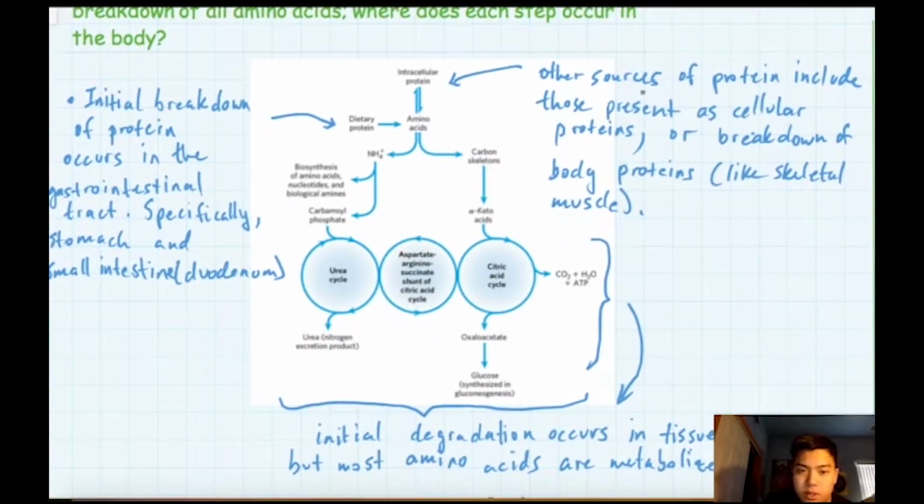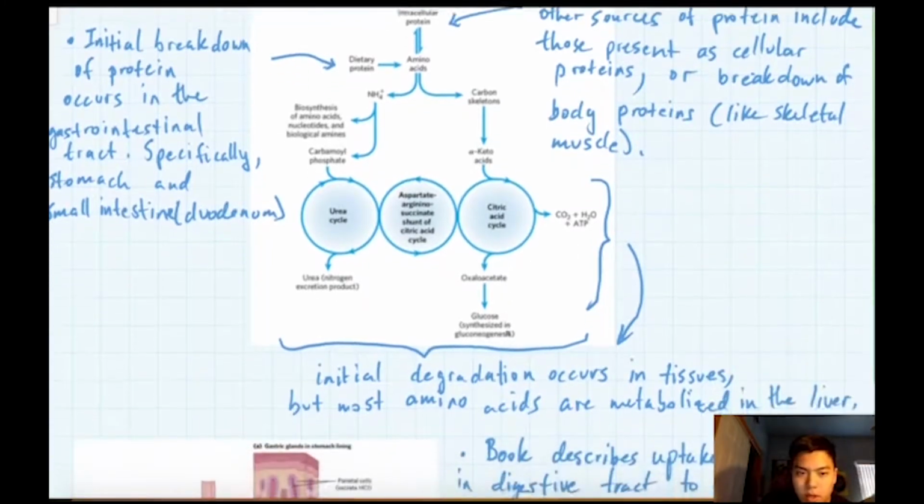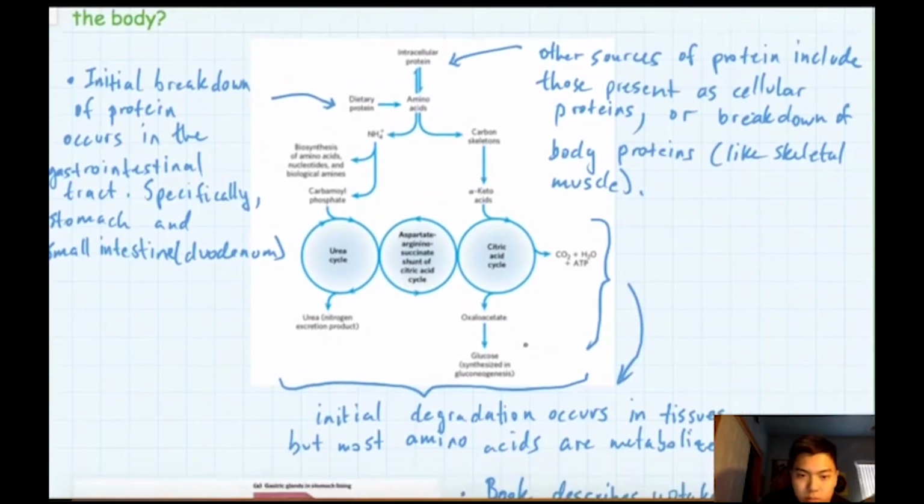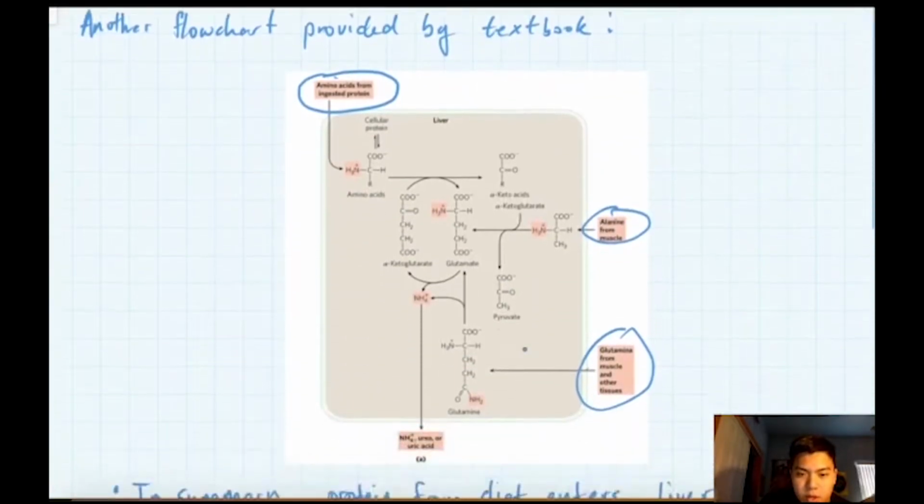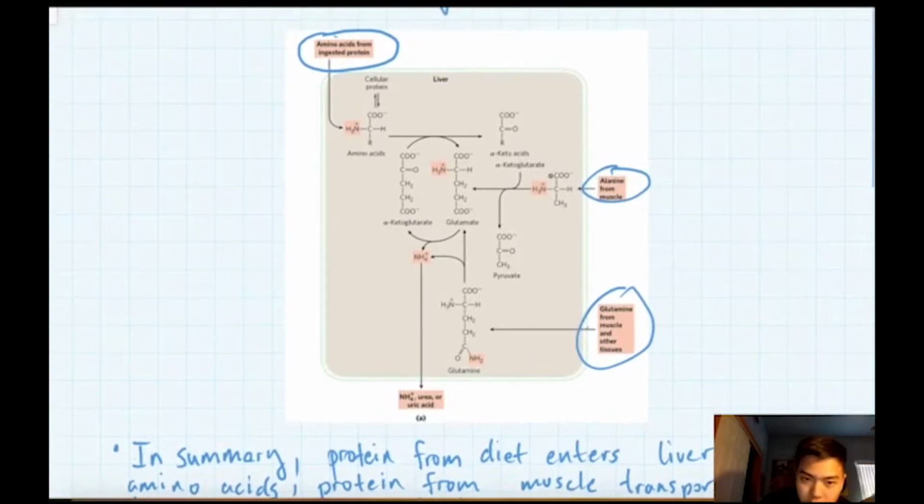The other sources, they also travel to the liver, and this is because most of amino acid metabolism occurs in the liver, and that's what I have written here for you guys. Here's another picture that shows us more specifically how it's done. So amino acids, they're broken down when we eat them, and we're ingested, and then they travel to the liver through the bloodstream.